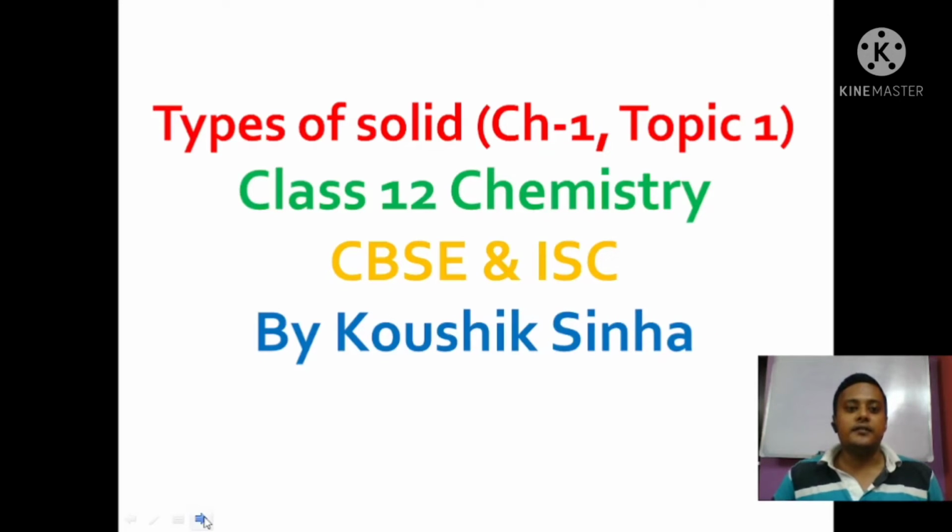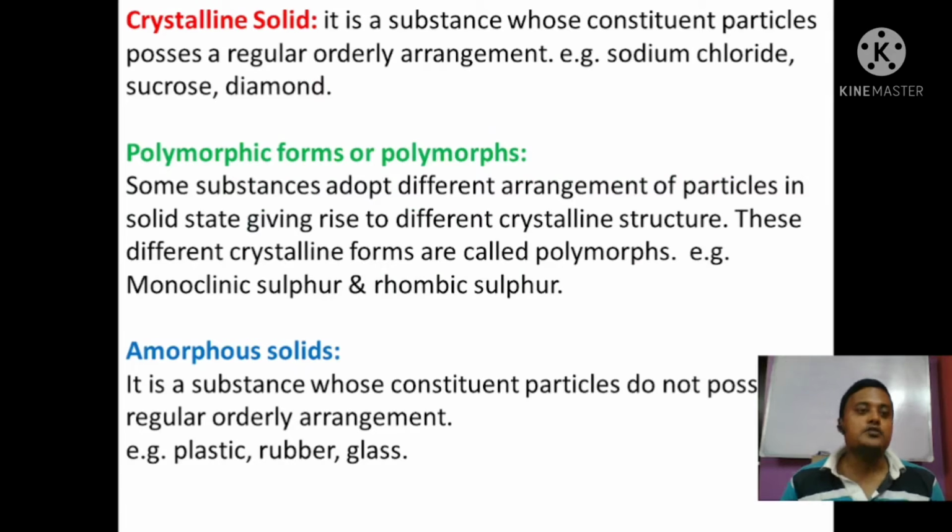Today we will discuss the types of solids. That is chapter number 1, topic number 1 of class 12 chemistry. First we have to discuss what a crystalline solid is. It is a substance whose constituent particles possess a regular, orderly arrangement. That means particles are arranged in a particular pattern. For example, sodium chloride, sucrose, diamond, all these are crystalline substances.